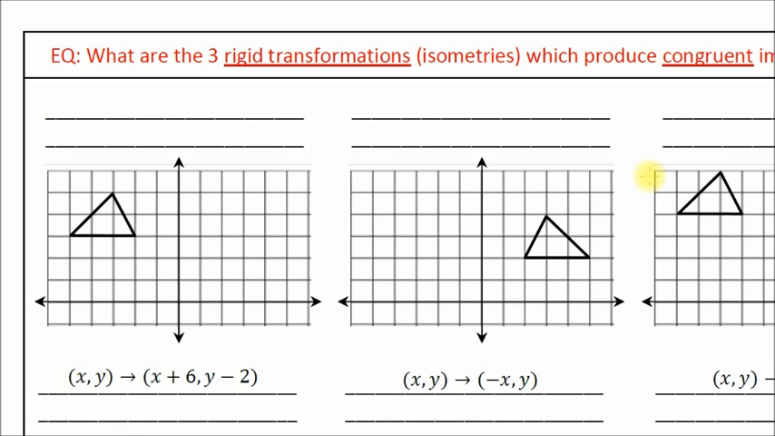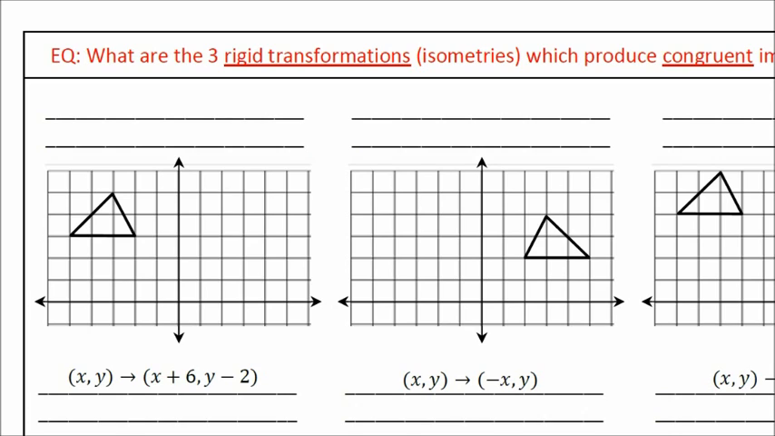Our essential question in this video is, what are the three rigid transformations? And we learned that last year. Those are called isometries. What are the three rigid transformations which produce congruent images? What are the three rigid transformations or isometries which produce congruent images? This is all going to be a little bit review, but I want to go over it with you.